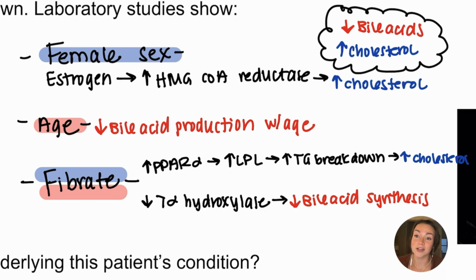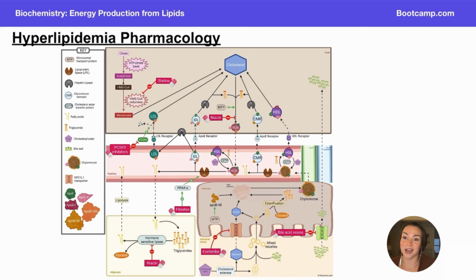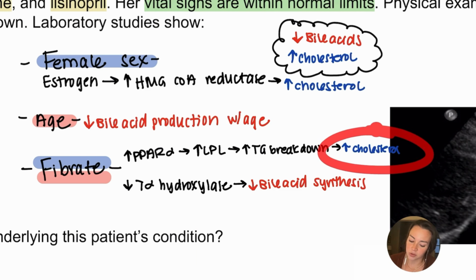Fibrates are a risk factor for both reasons. They both increase the amount of cholesterol and decrease the amount of bile acids. Here was our diagram of hyperlipidemia pharmacology, and here were fibrates. The way fibrates work is they activate PPAR alpha, which upregulates the activity of lipoprotein lipase, or LPL. LPL enhances triglyceride breakdown, and this will end up mobilizing more cholesterol into the bile. So that's how we end up with cholesterol supersaturation in the bile.